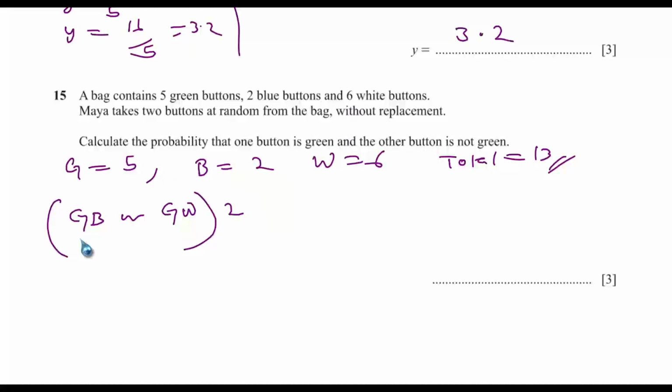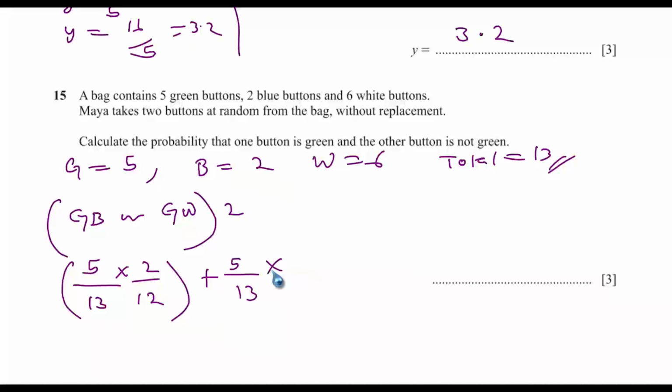So let's pick the first one for green. That will be 5 out of 13. Now we are short of 1. So let's pick from blue. That will be 2 out of 12 because you have selected 1. Okay, so then "or" means addition, plus, let's pick from green again. That will be 5 out of 13. Then multiplied by from white, that will be 6 out of 12. So that is the second one. So all these should be multiplied by 2.